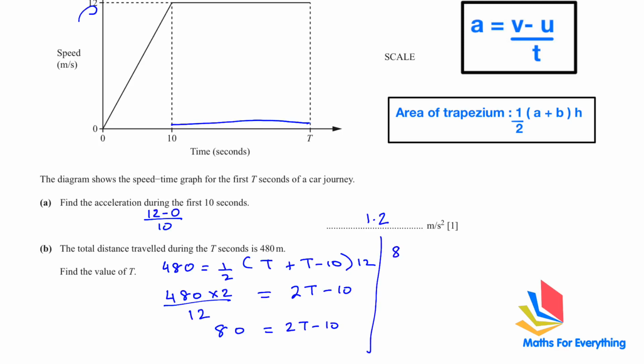Bring the 10 to the other side, it will become positive 10. 2T, so 90 is equal to 2T. 2 is a multiply. Again, when I bring it to the other side, it will be a divide. 90 divided by 2 is 45. So the value of T is 45.